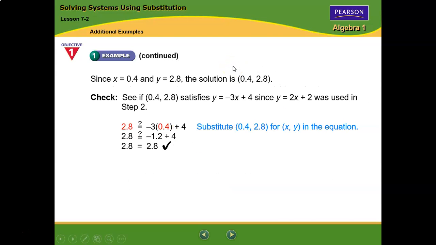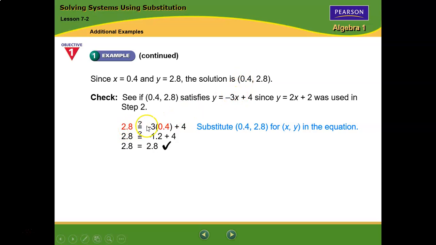So let's substitute it into y equals negative 3x plus 4. And if it checks true, then we know that (0.4, 2.8) is a solution to the entire system. So here we go. We're going to take the y out. Remember, we're putting it into y equals negative 3x plus 4. So we're going to take this y out and put in what y is. Y is 2.8. Then we're going to take the x out and replace it with 0.4, because that's the value of x.